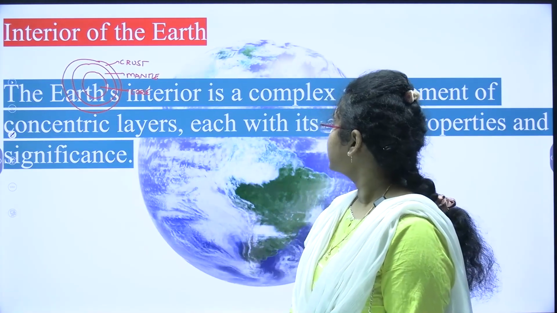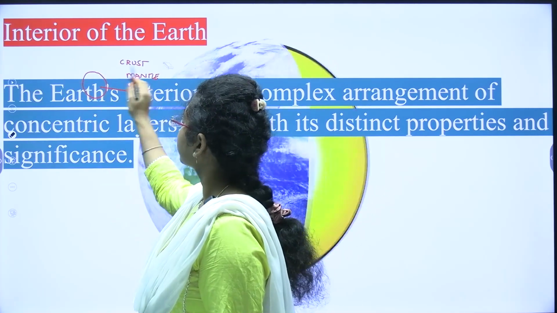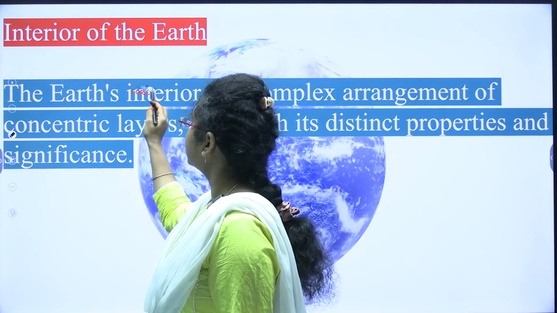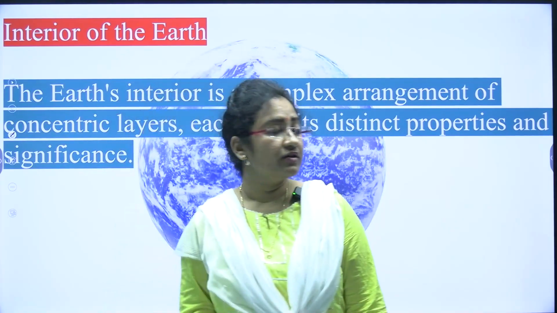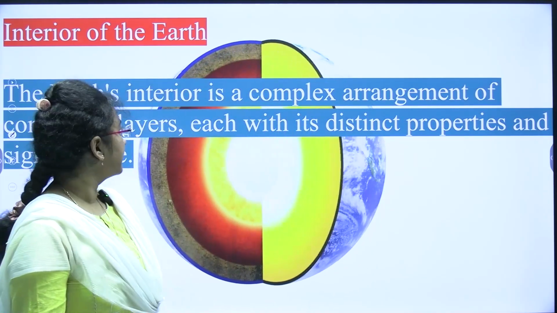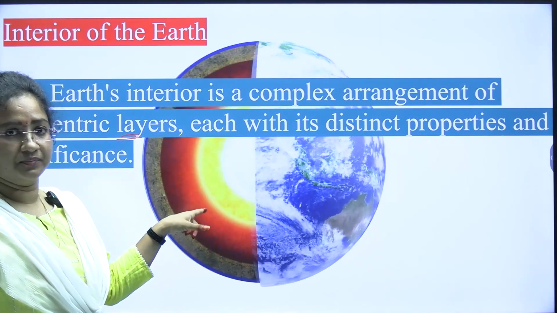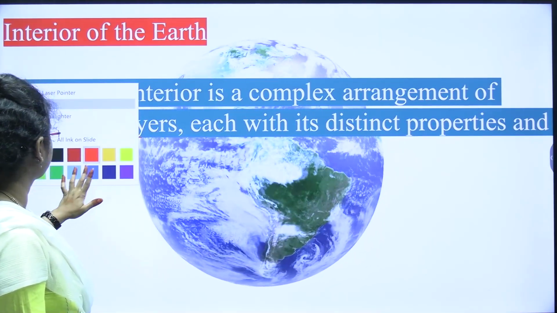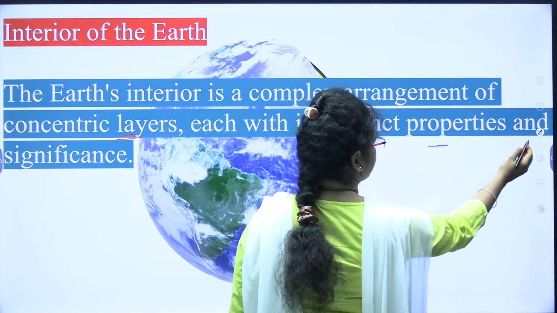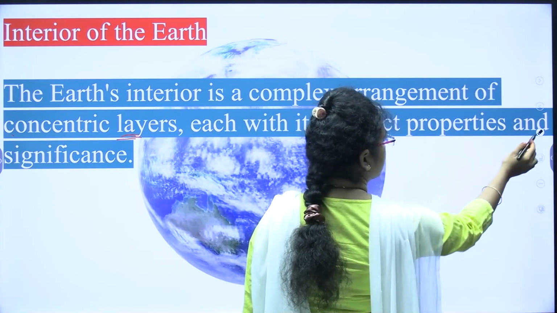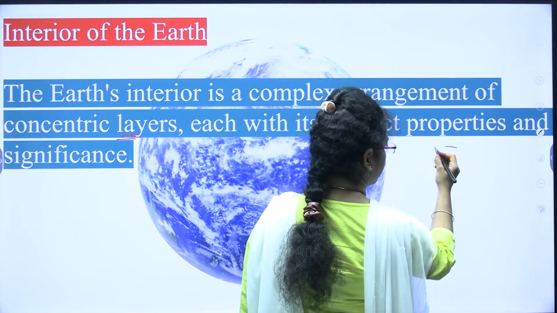So the earth's interior is a complex structure. As you can see clearly, the inner part of the earth is basically a complex arrangement of concentric layers. That means one inside the other, like we have already seen. So if you consider this as our earth, within the earth it has some concentric layers, right? One inside the other.